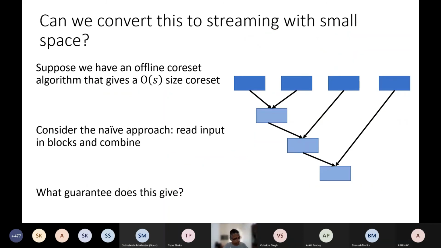I don't know if I want to cover. Okay, we have 10 minutes. Okay, then that's fine.